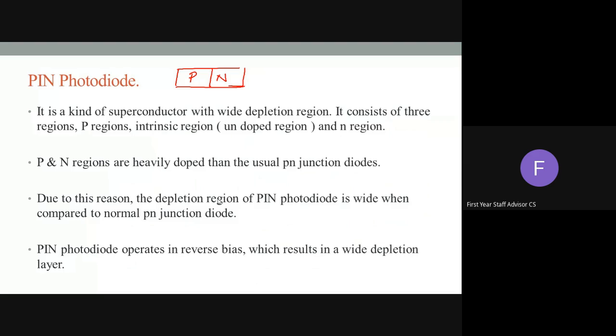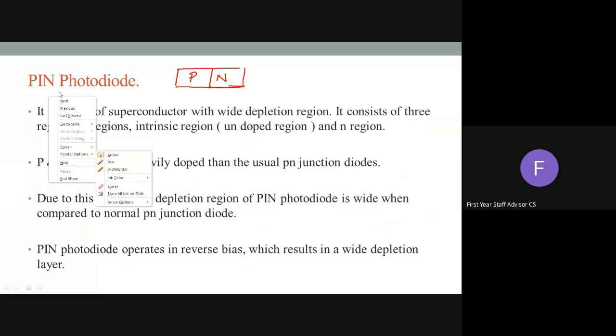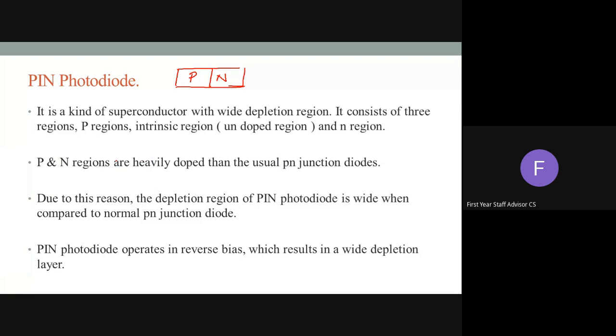Okay, so in order to achieve that, we are going to study a new topic, that is pin photodiode. And the main advantage of pin photodiode is that the depletion region of a pin photodiode is very wide when compared to a normal PN junction photodiode. That means an intrinsic semiconductor, an intrinsic type of semiconductor.